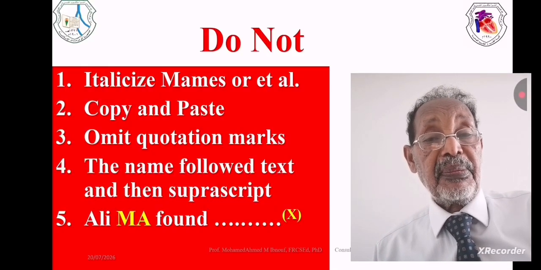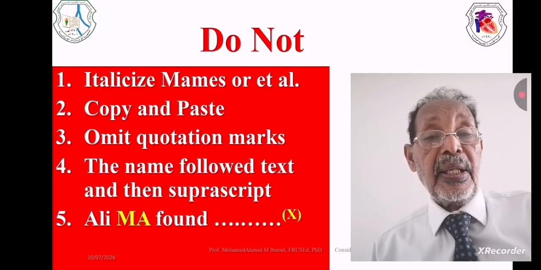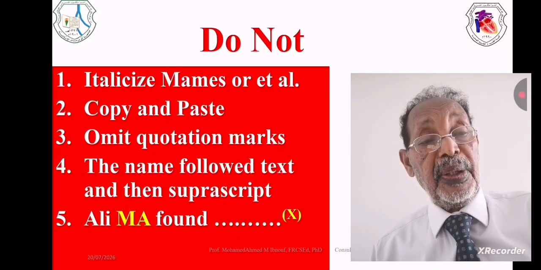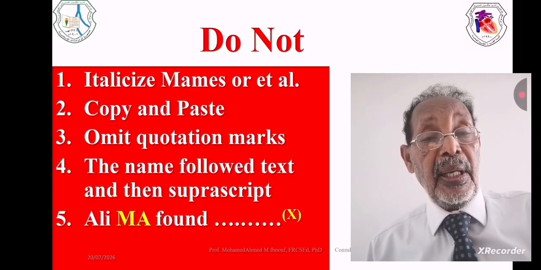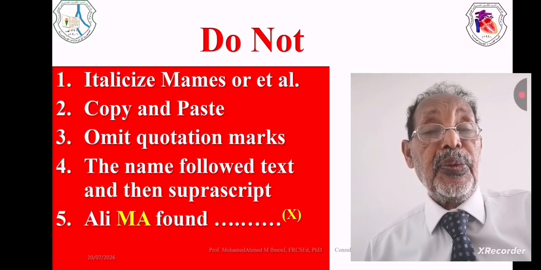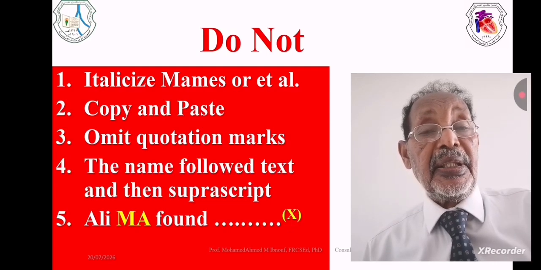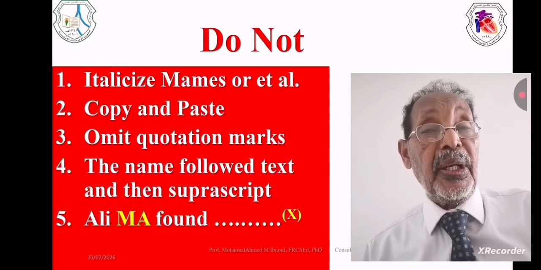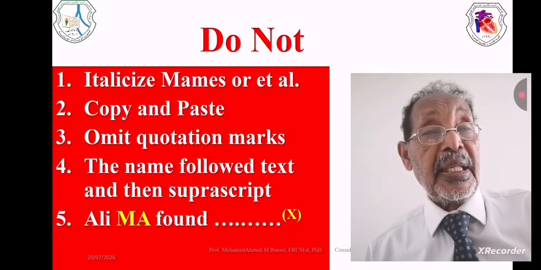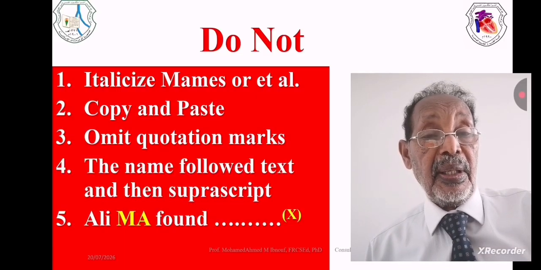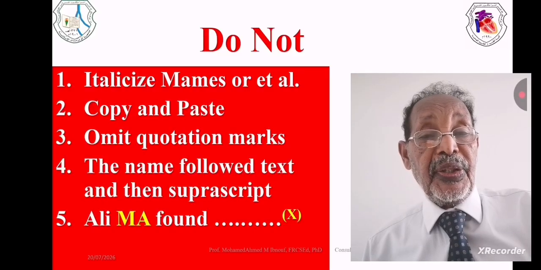Do not italicize them. And if you copy and paste, it is plagiarism. Your work will be refused. And if you omit the quotations, as if you are telling the reader that these are your own words, it is again plagiarism. The name followed the text.